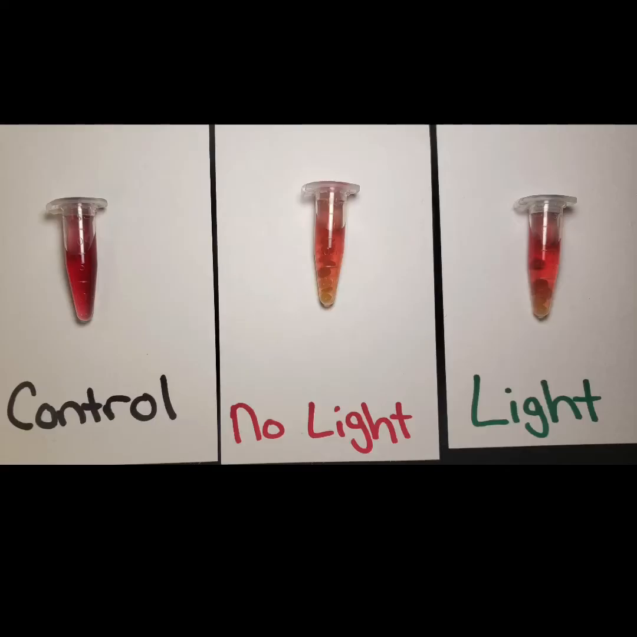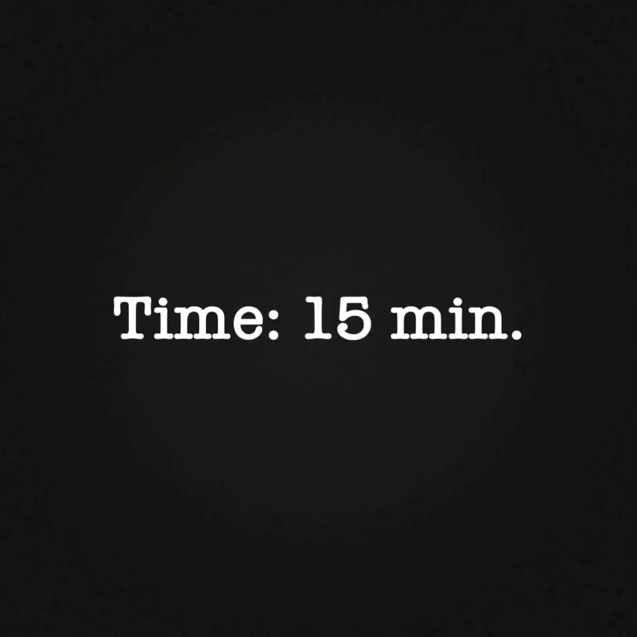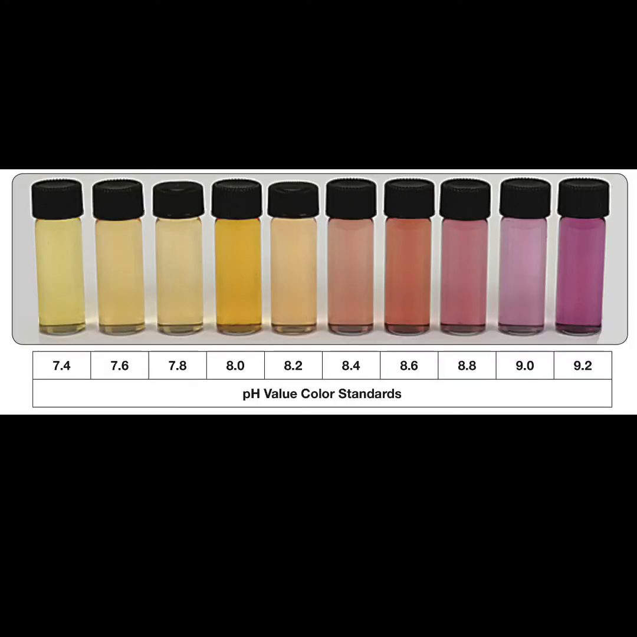Time, 10 minutes. Based on the color of the bicarbonate indicator solution, determine the pH for all 3 trials. Here are the pH value colored standards to help you make your observation. Time, 15 minutes. Based on the color of the bicarbonate indicator solution, determine the pH for all 3 trials. Here are the pH value colored standards to help you make your observation.